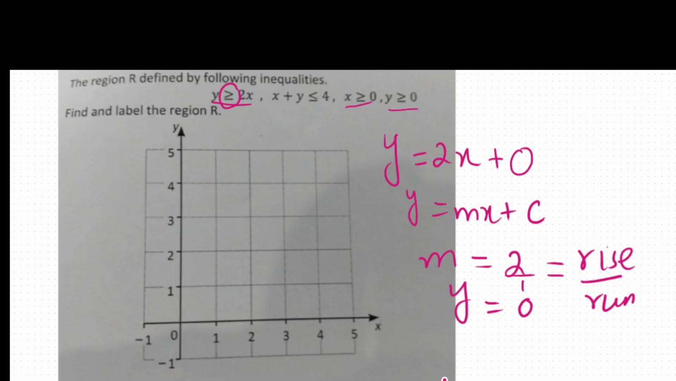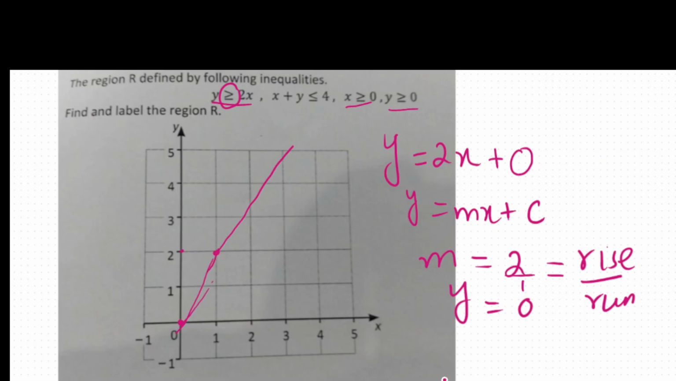So let's plot this first. This is the y-intercept, and the slope is positive 2, so the rise is positive 2, and we will reach here. The run is positive 1, so here. We will join them with a straight line, like this.